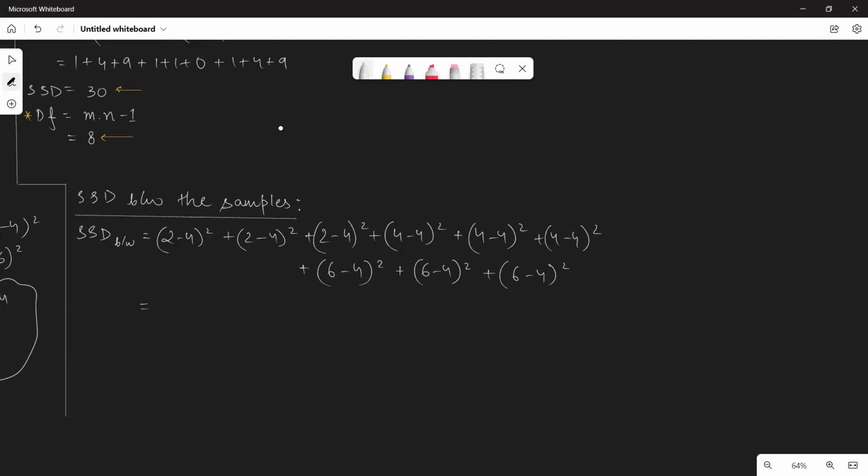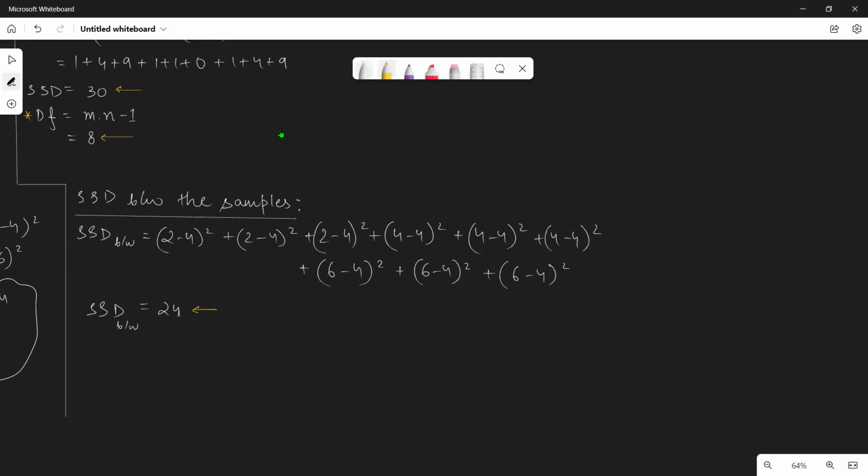Let us calculate this output. Okay, so it's 24. You can verify from your side. It's coming out 24, because this entire part we have to neglect. Does not make any sense. So you're just doing addition of this much and this much. If you do that, you will find it's 24. So SSD between is 24.